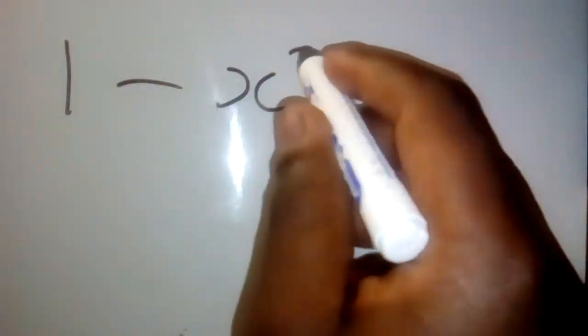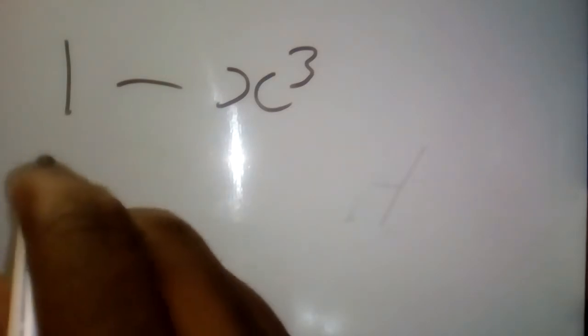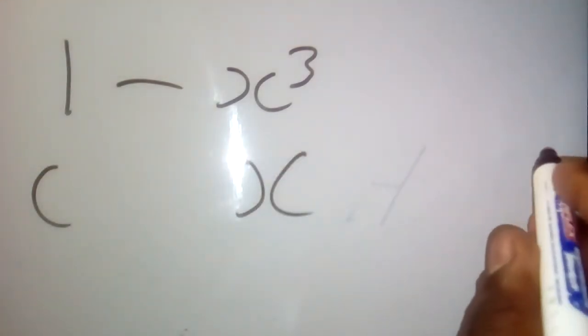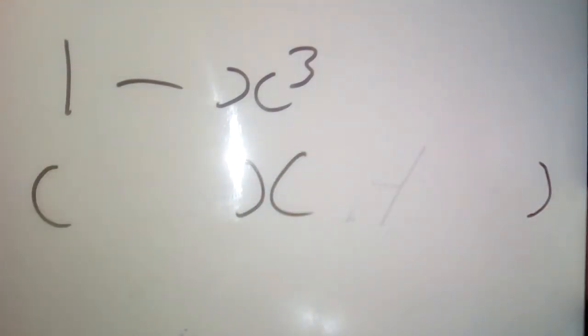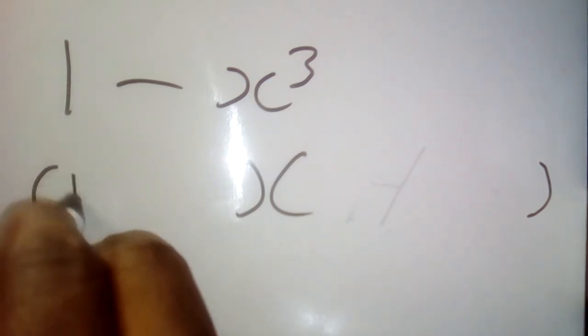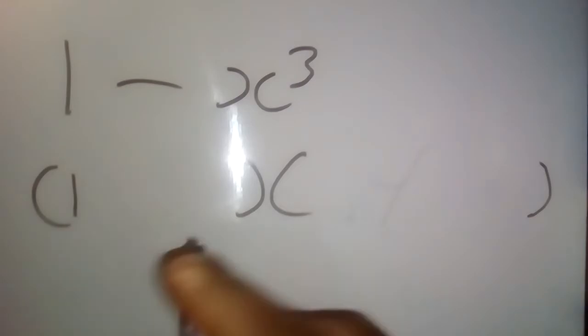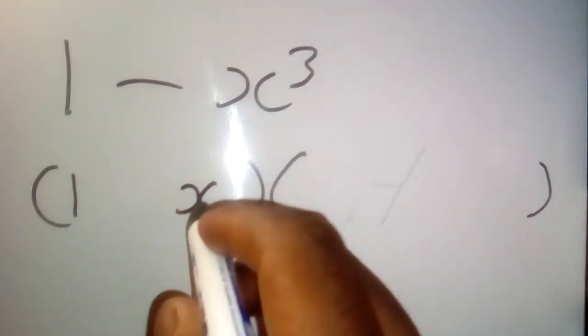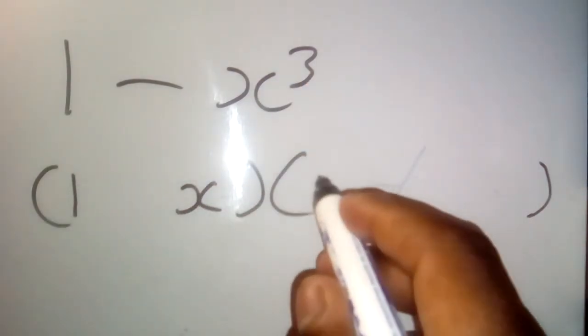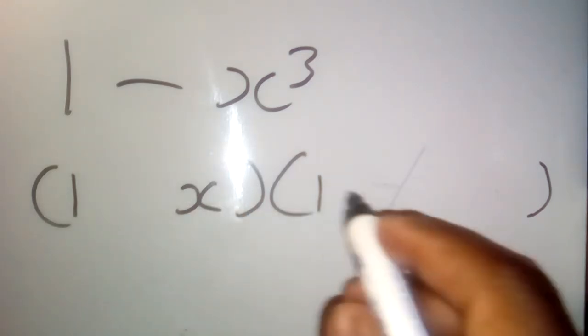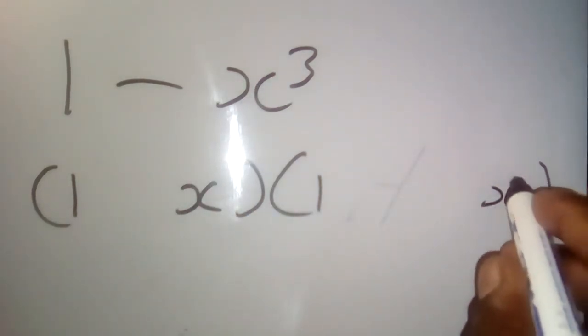Alright, here's something for you to attempt. You can pause the video, attempt it, and press play. So how do we do this one? Well, it's quite simple. 1 is a cube, remember? So the cube root of 1 is 1, and the cube root of x cubed is x. And when we square this, 1 squared is 1, and then x squared, we have it there.